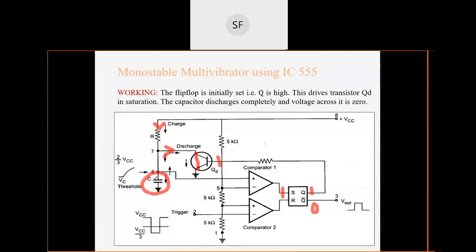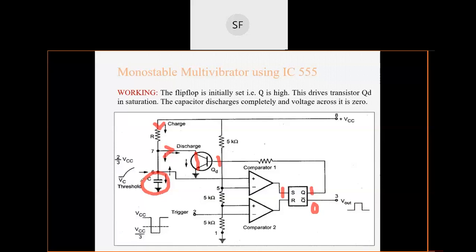If current is flowing through the capacitor, then what will happen? The capacitor will start charging. It starts storing charge, but here current is not flowing into the capacitor at all, right? So the voltage across the capacitor will become zero. Okay. So the capacitor discharges completely and the voltage across it becomes 0.